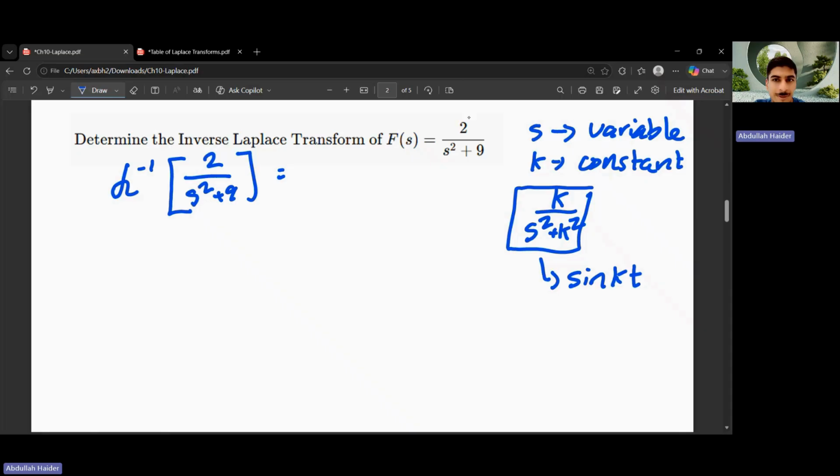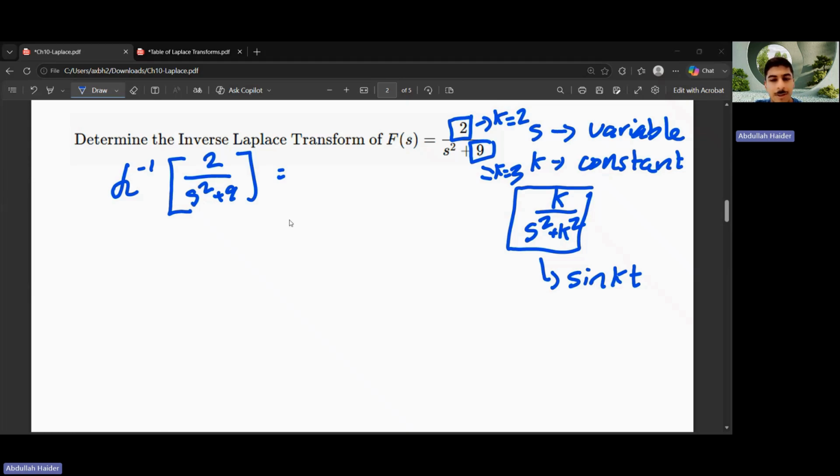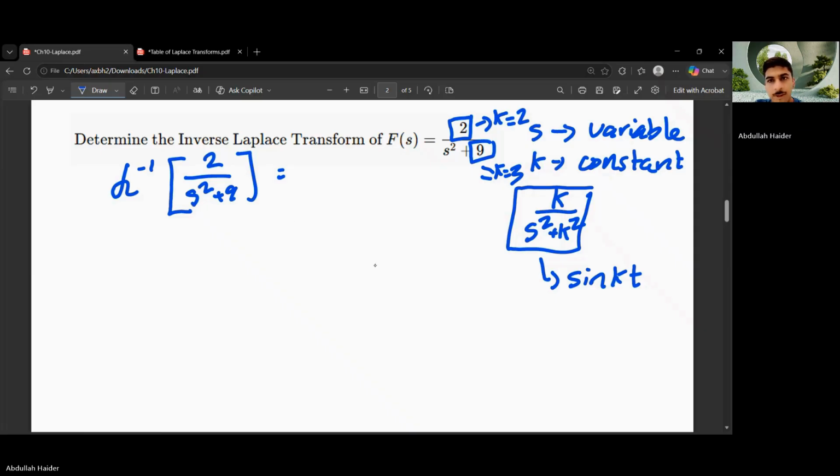Here, the k above and below won't match. In this case, you have k equals 2 and k equals 3. But there is something you need to be aware of in this part. What you will do is give the priority to the denominator.